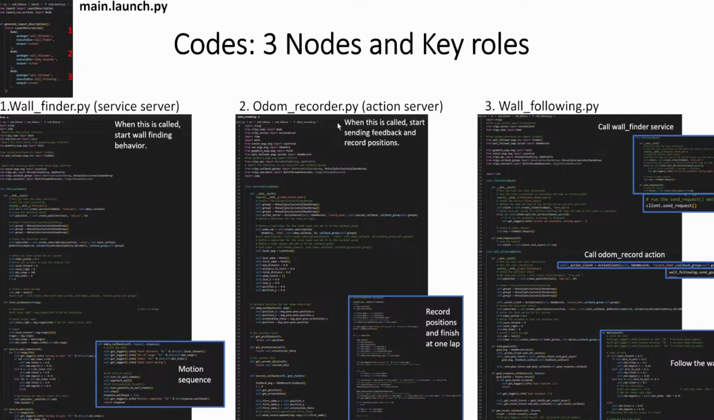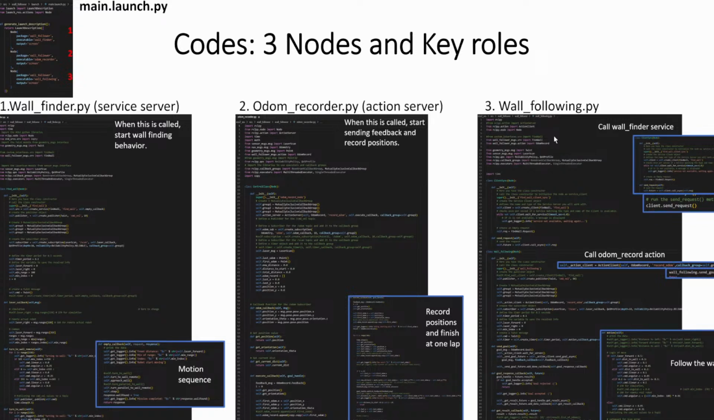And then after that, they start another node, which is the odom recorder. When this action server is called, it starts recording the position every second, so that you can see the detail of how they call the positions by odom recorder, and how they append them into a list array. And then this is the main file. After this action server and the service server are turned on, the following program will start.